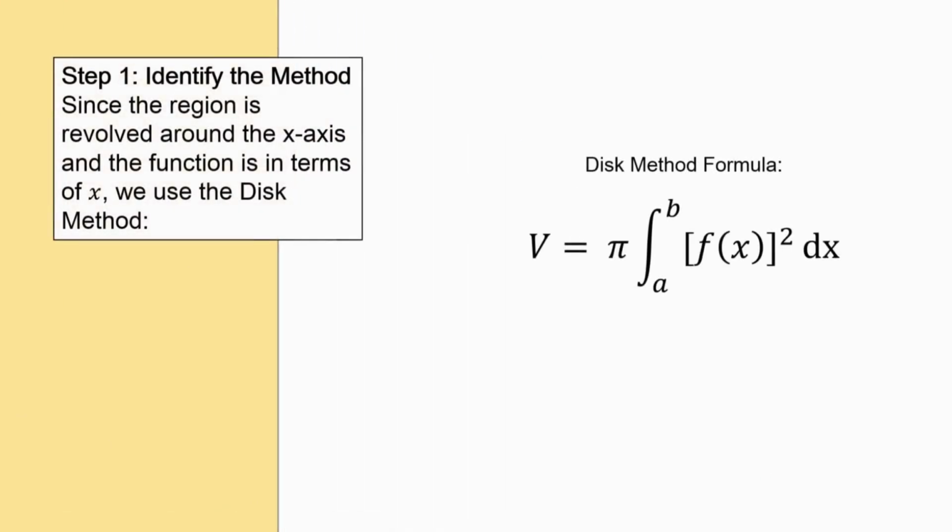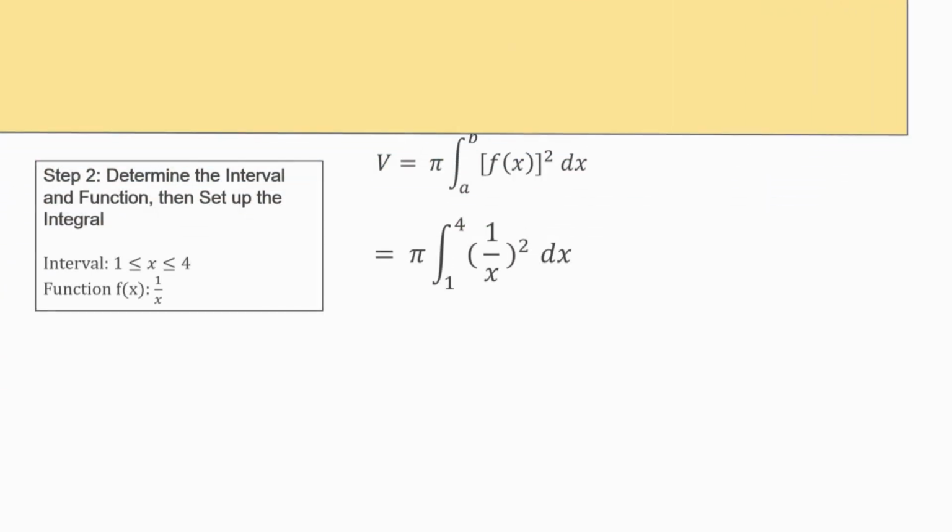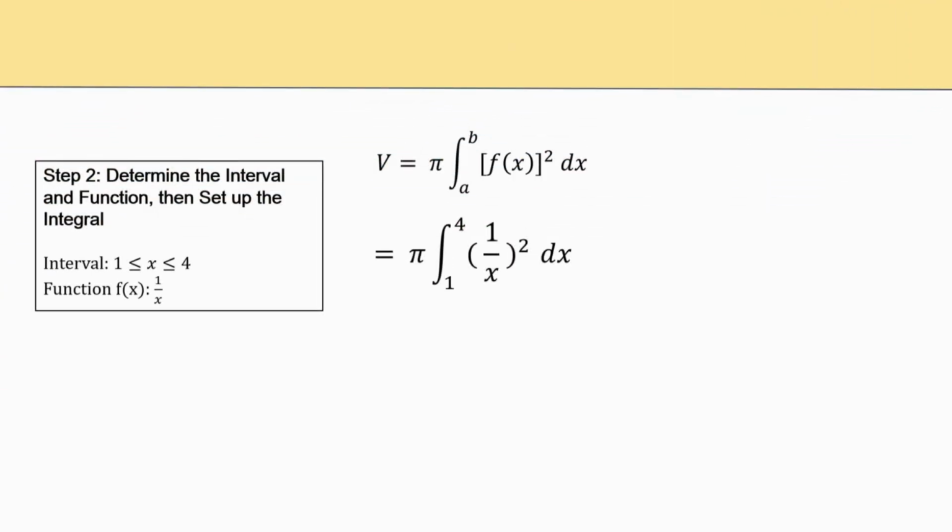Now that we have visualized the region, we can now solve for the volume. Since the axis of rotation is the x-axis and the region touches the axis, we use the disk formula. The volume formula is volume is equal to pi times the integral from a to b of the square of f of x with respect to x, where f of x is the distance from the x-axis to the curve, or the radius. Next, we determine the interval and function.